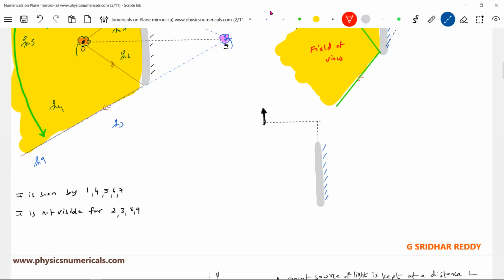We know some basics. The object distance should be equal to the image distance. Okay, let me first get that image. So this is the image distance. So now, from the tip of the arrow, you bring the rays like this.